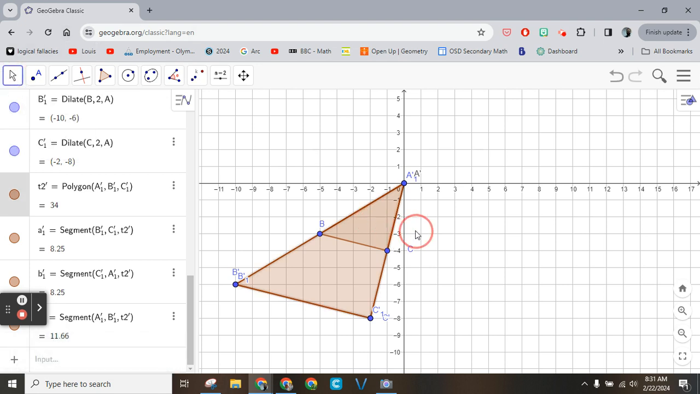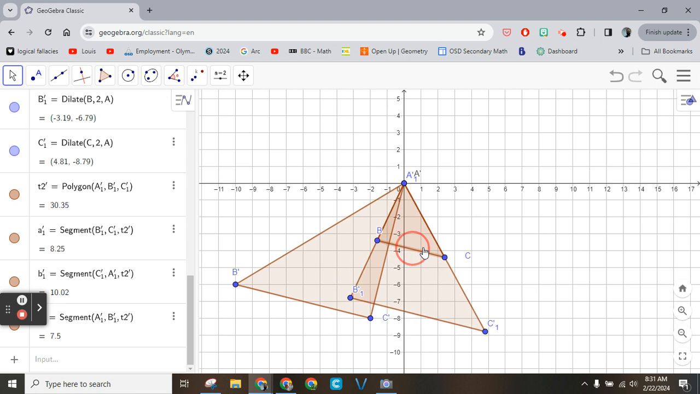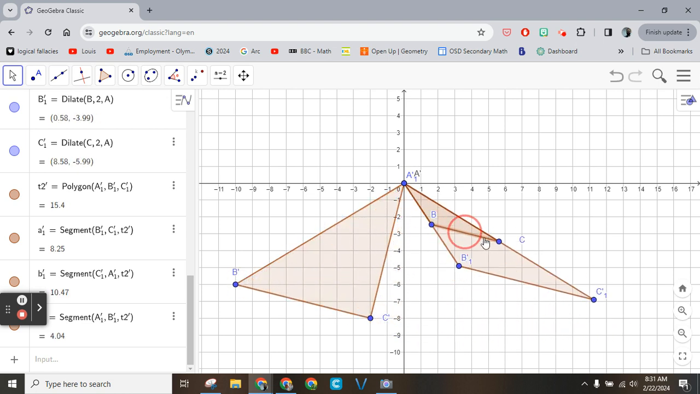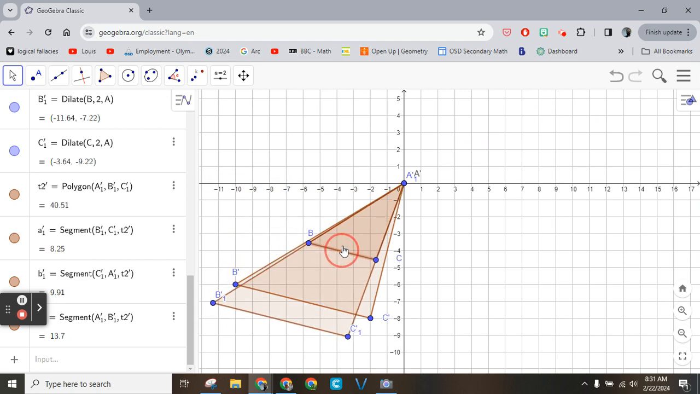So let's take away our big guy. All right. Can't move anything anymore. Doink, see? Doink, doink, doink. This is kind of fun. Cool dilation.